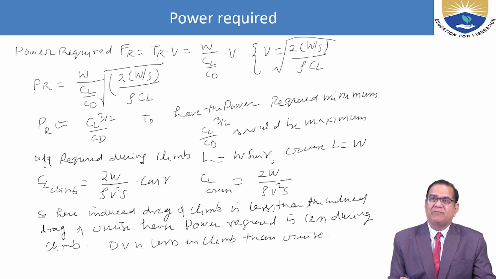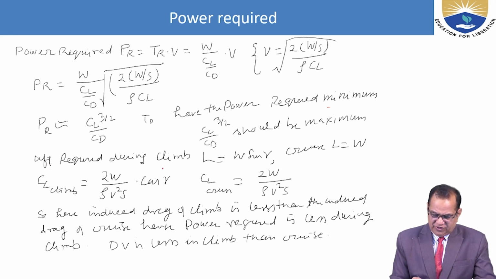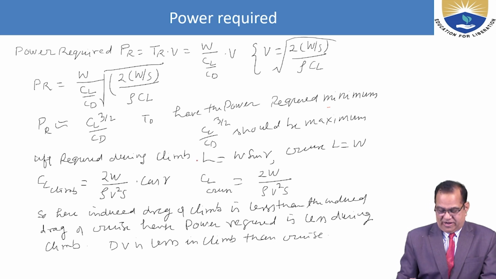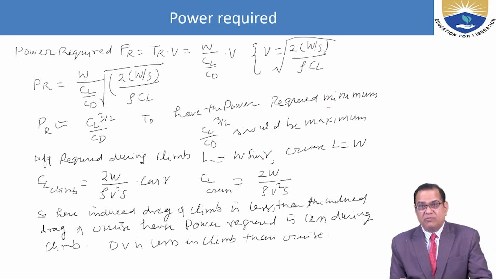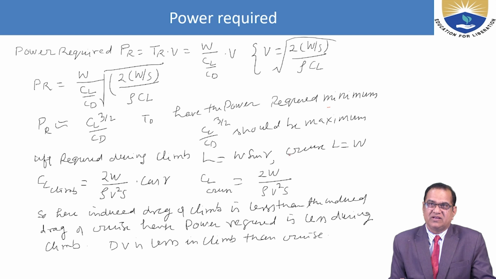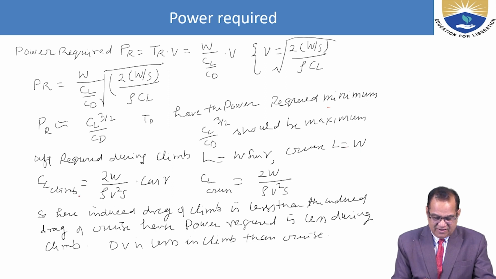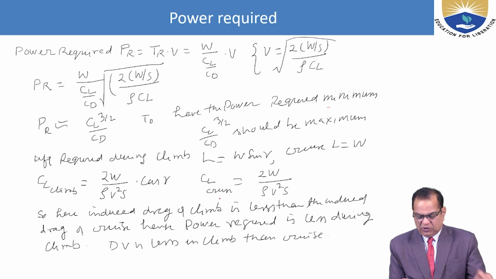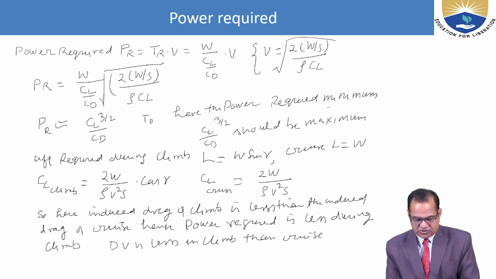To have the power required minimum, CL to the power 3 by 2 by CD should be maximum. Lift required during the climb: how much lift is required? It is L is equal to W sine gamma. For the cruise, it is L is equal to W. So CL climb is equal to 2W by rho V square S into cos gamma. So CL cruise is equal to 2W by rho V square.